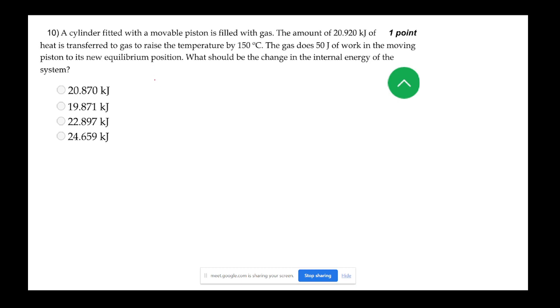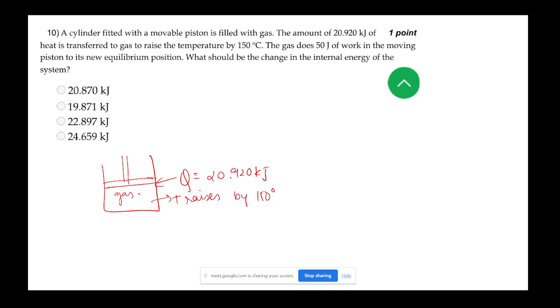Next question: a cylinder fitted with a movable piston is filled with gas. The amount of 20.9 kilojoule of heat is transferred to the gas to raise the temperature by 150 degrees Celsius. So here you have a cylinder in which this is the piston and gas is filled here. Now you are supplying some heat, which is 20.920 kilojoule, and its temperature increases by 150 degrees Celsius.